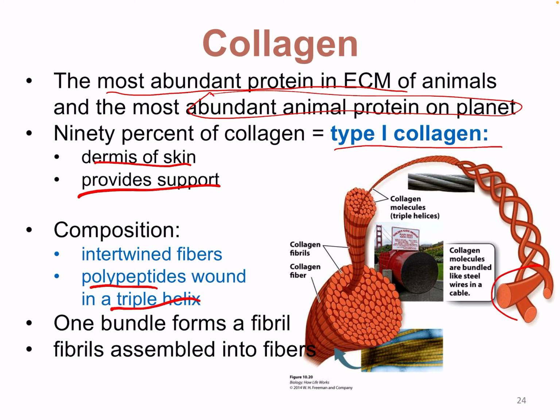So here's that triple helix. So here we have collagen fiber, then it goes into our fibrils. Then we have our collagen molecules, which form that triple helix. Collagen molecules are bundled like steel wires in a cable. So one bundle forms a fibril, like I said, and then these fibrils are assembled into fibers. This is a very efficient way of designing it, allowing it to have lots of strength and work extremely well in its function.